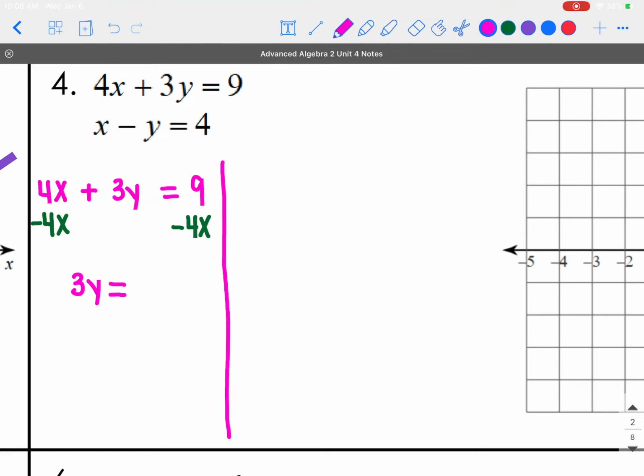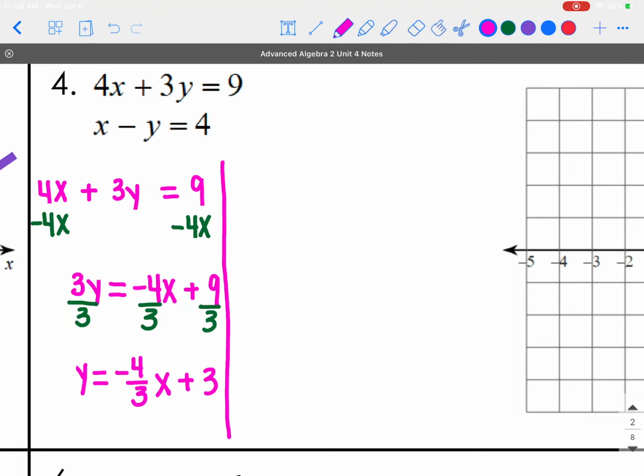And so what we want to do is make sure that the x is first. So we're going to write the negative 4x first, and then I'm going to do that plus 9 to the right of that, because slope-intercept form always has the x first. And then I have to divide by 3, and that means that I divide everything by 3. So y equals negative 4/3 x plus 3. So that's the first line.